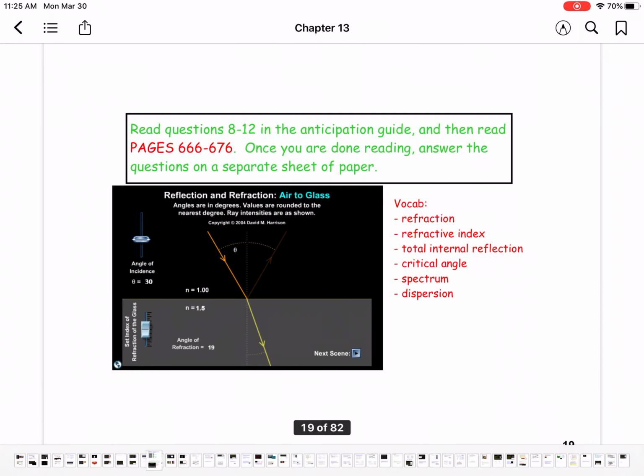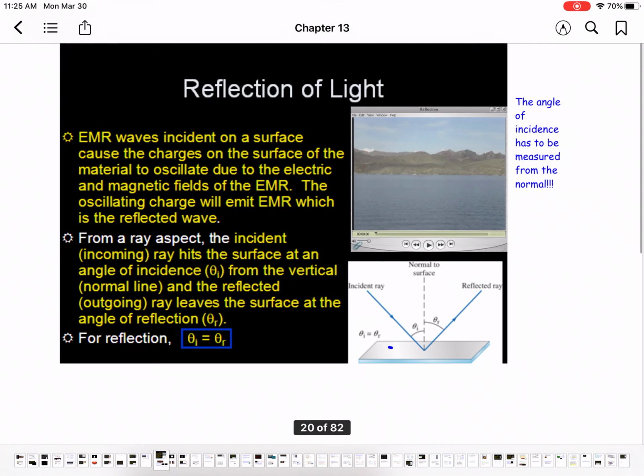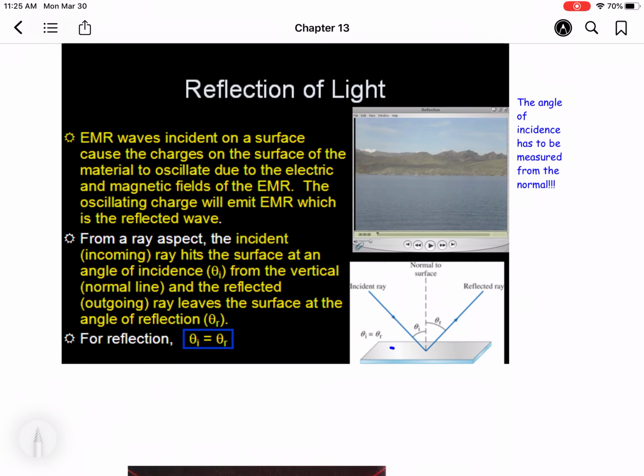All right, so first thing we're going to do is reflection of light. The reflection of light is relatively easy. It's basically the angle of incidence equals the angle of reflection. Okay, but it's always going to be measured from what's called the normal.